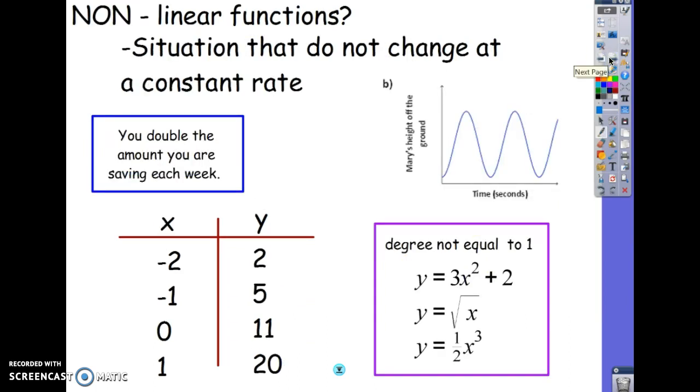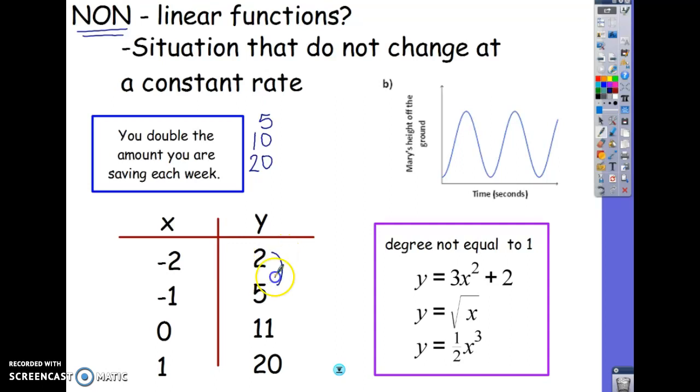We also have some examples of non-linear. So these are not linear, which means they are not constant. They do not change at a constant rate. So if you double the amount you are saving each week, this week you'll save 5, next week you'll save 10, the week after that you'll save 20. That rate is changing, so it's not constant, it's not linear.